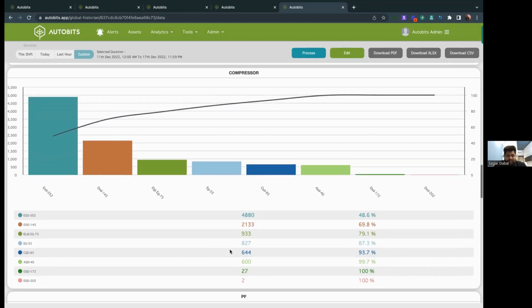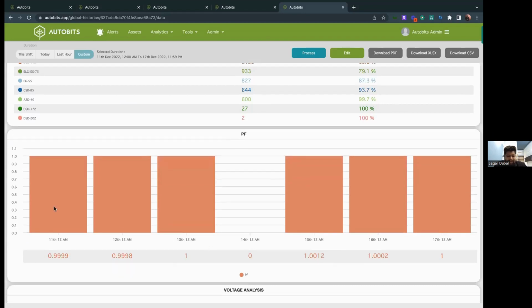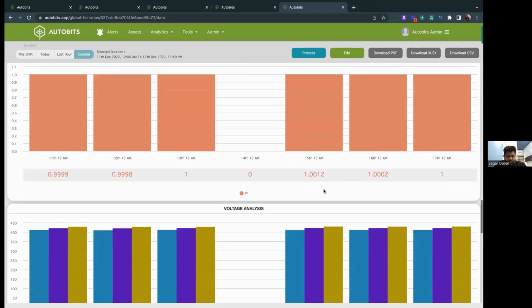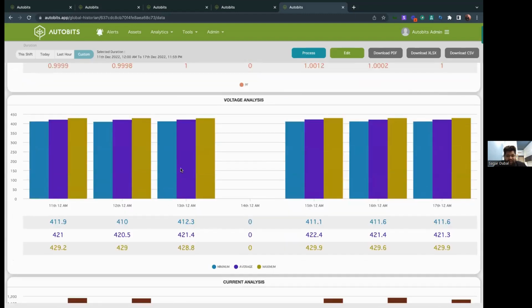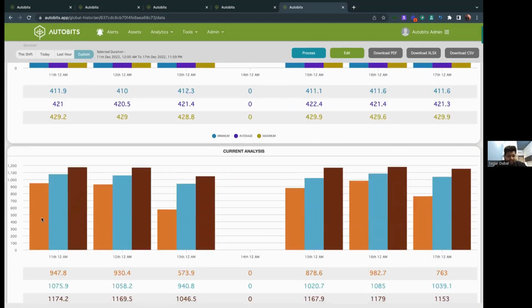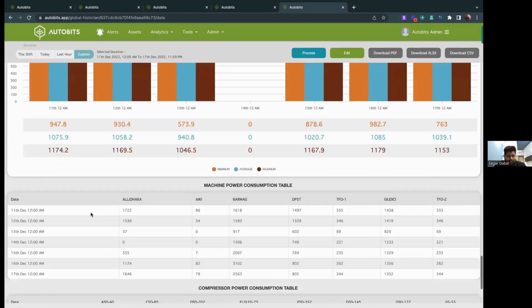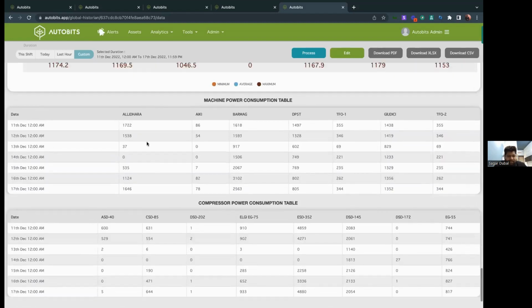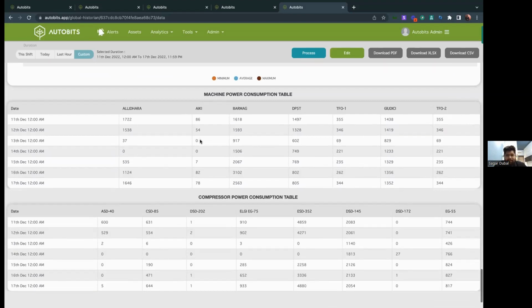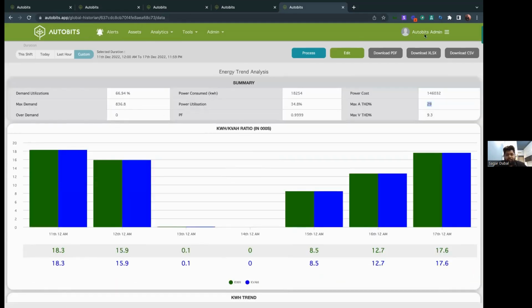Same way with other units, compressors, power factor. So you can see over here it is lagging. Over here you can see it's leading. So it's very good. Voltage analysis is also here. Then this is the current analysis that we have. This is again a power consumption table of the whole week. On which day, which unit consumed how much power. So this is the one demo I've shown you.